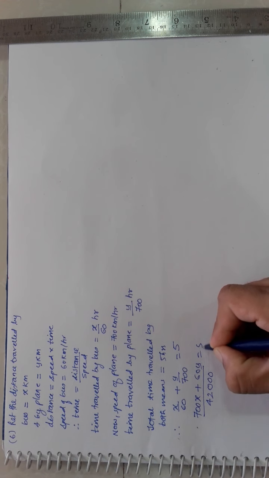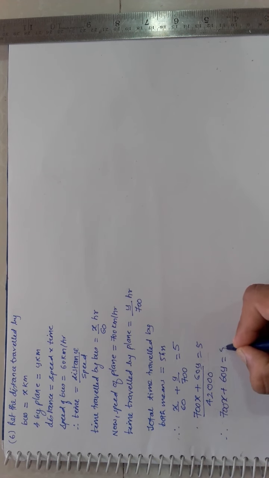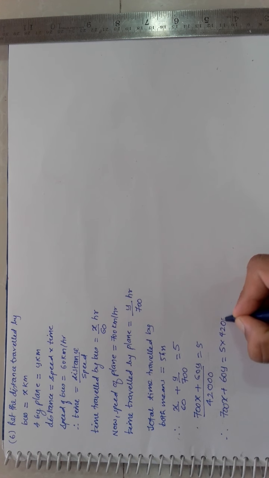Agreed? Into 5, that is equal to 5. So you get here 700x plus 60y is equal to 5 into 42000. Agreed? Now first of all, let me take 10 common from here, or rather I say 20. Yeah, I will take 20 common, or shall I take 50? But I have 60 here, na? So I will take 20 only common.